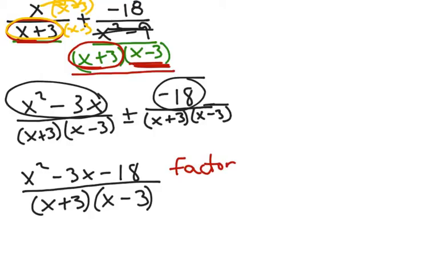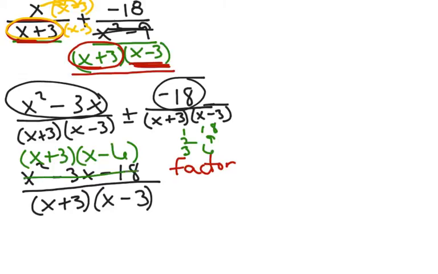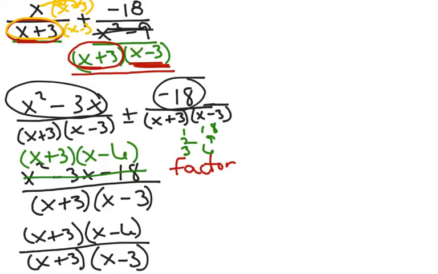So let's do this in green. I can do an x times x. It's going to be a plus and a minus. And factors of 18 that would subtract to give me 3, or 3 and 6. So we're going to do negative 6 and a positive 3. So I'm going to rewrite that. And I get x plus 3 times x minus 6 over x plus 3 times x minus 3.